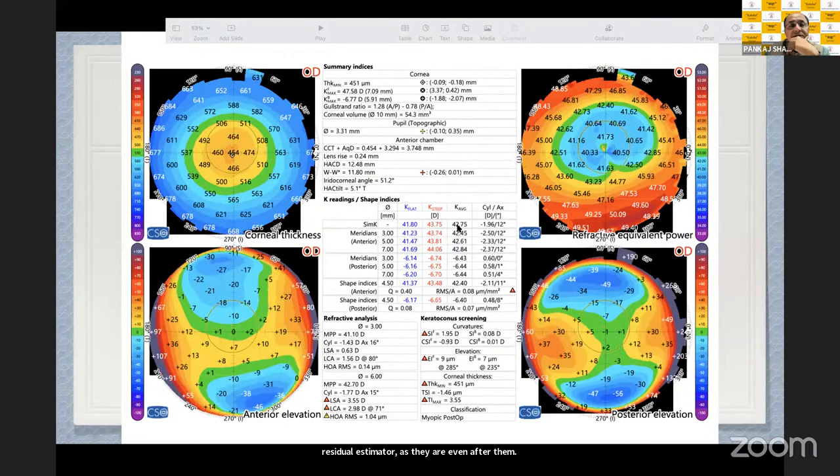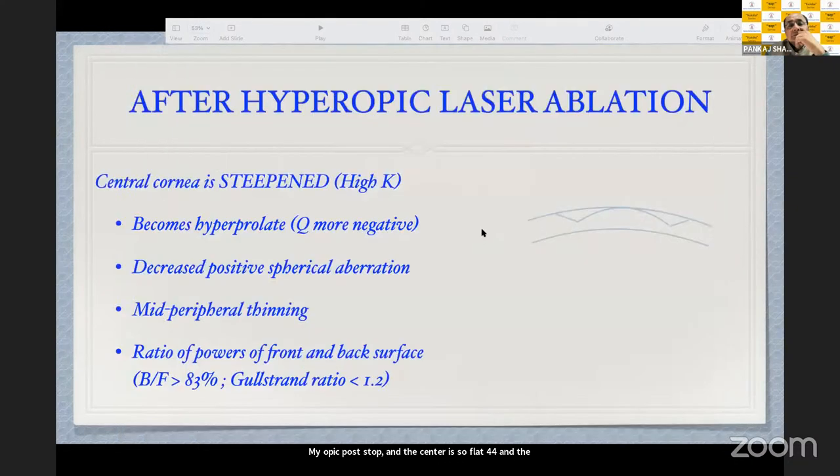This is the other eye. Similarly, this island of ablation is there in the center. The Goldstein ratio is 1.28, myopic post-op. The center is so flat, 40, and as it goes to the periphery you see 45, 47, 42: a highly positively aspheric cornea.